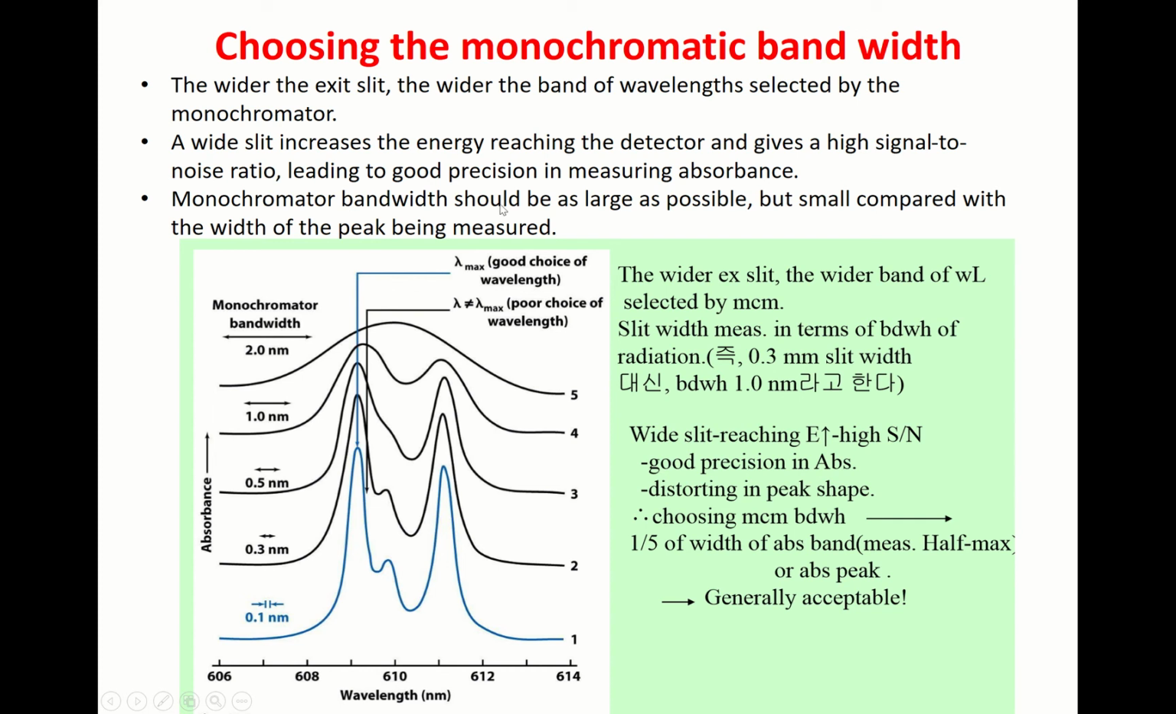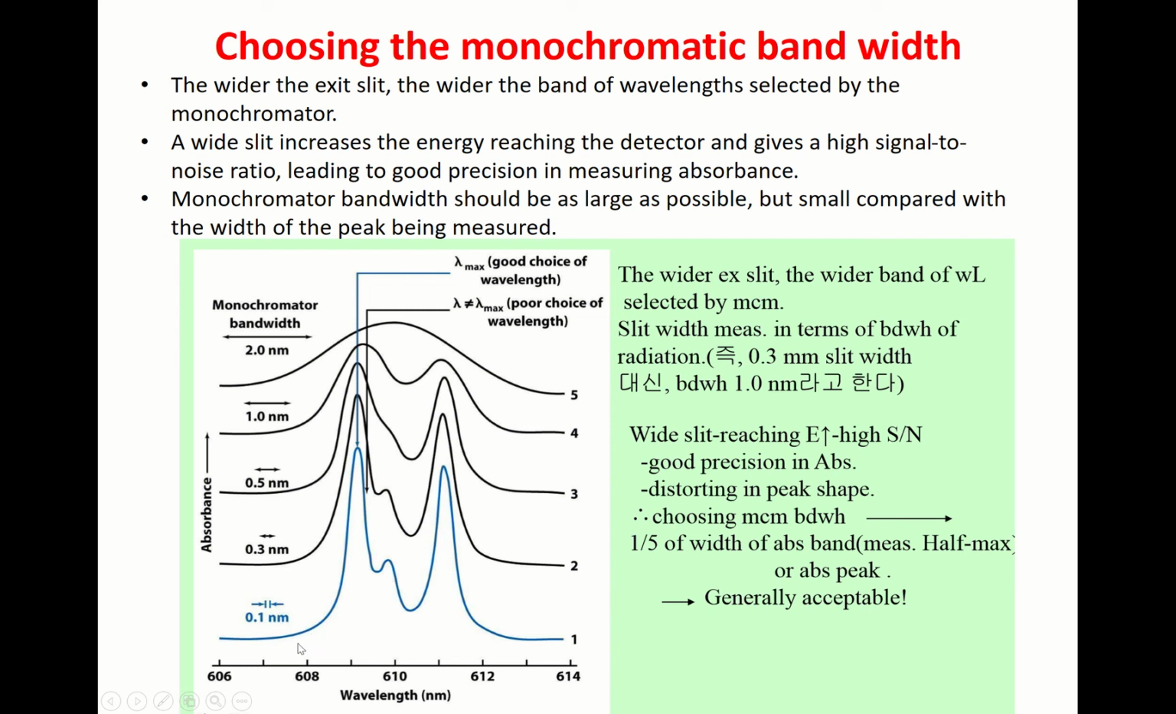The monochromatic bandwidth should be as large as possible, but maintained small compared with the width of the peak being measured. This figure shows the case. You see, it has 5 spectra, but for the same sample. Which one do you like most? Of course, this one, right? This blue spectrum shows 1, 2, 3 well defined peaks. But in this case, the access slit width is about 0.1 millimeter.